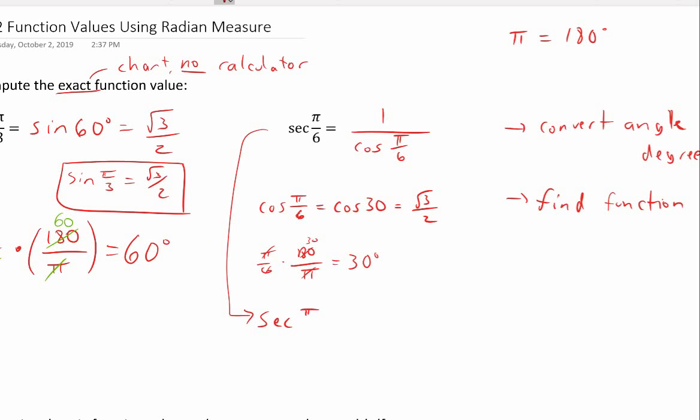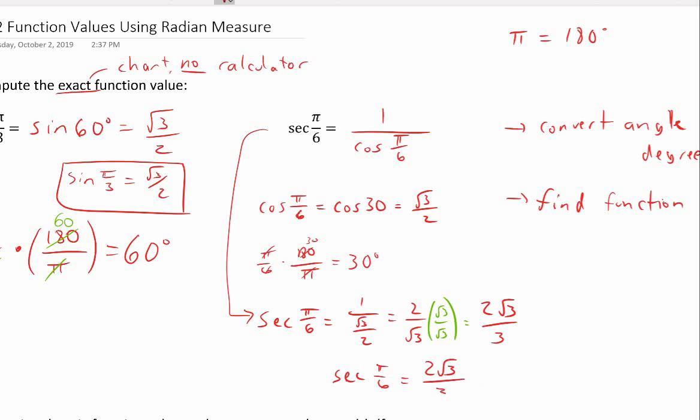So secant of pi over 6 is equal to the reciprocal of cosine of pi over 6, or the reciprocal of square root of 3 over 2, which would just be 2 over the square root of 3. We could leave that as our answer, or we can rationalize it, which would be a good idea. Multiplying by square root of 3 over square root of 3 gives us 2 square roots of 3 over 3. And so secant of pi over 6 equals 2 square roots of 3 over 3.